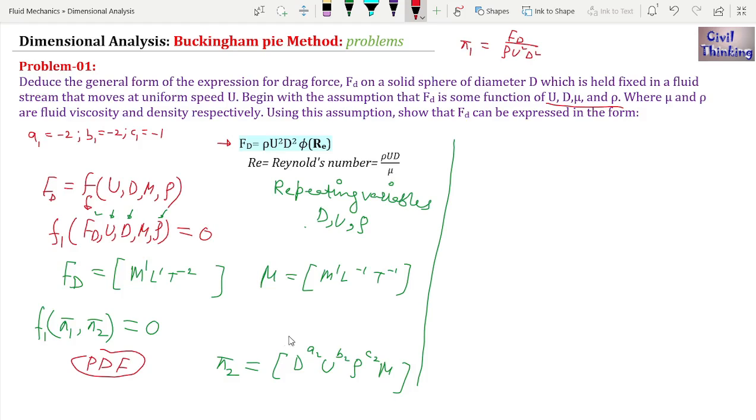Now let's move on. Now we have pi 2 like this, so let me put pi 2 here.